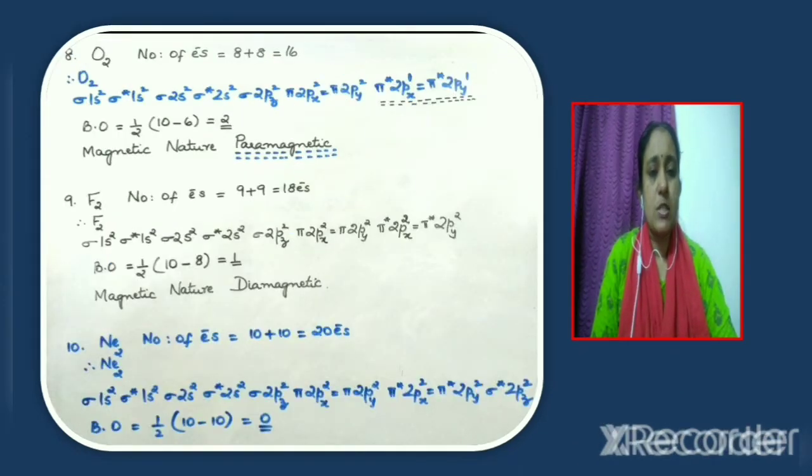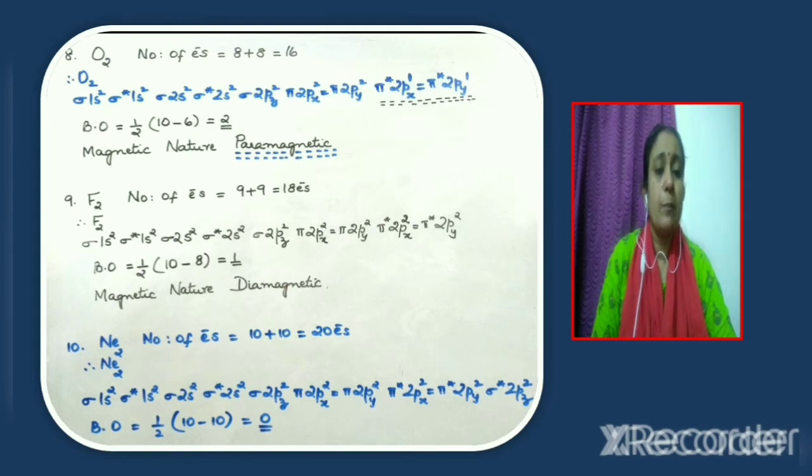Consider oxygen molecule O2. Total number of electrons in this case is equal to 16. So how can we write the electronic configuration? Sigma 1s2, sigma star 1s2, sigma 2s2, sigma star 2s2, sigma 2pz2, pi 2px2 equal pi 2py2, pi star 2px1 equal pi star 2py1. Now what is bond order equal to? Bond order is equal to 2.